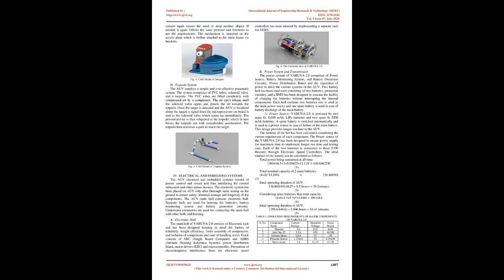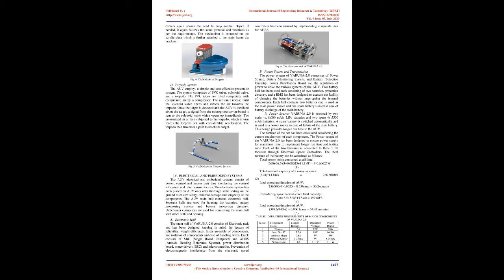For electrical and embedded systems, the AUV electrical and embedded systems consist of power, control, and sensor unit, thus interfacing the control subsystem and other sensor devices. The electronic system has been placed on AUV only after thorough static testing on the ground to ensure safety, minimal damage, and longevity of the components.